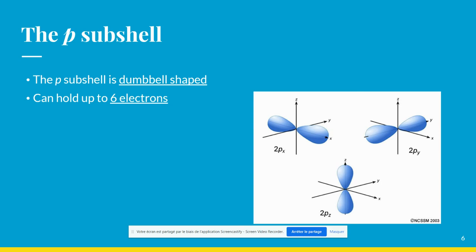Now we have the P subshell. I'm not going to expect you to be able to draw it exactly like I have here. What I expect you to know about the P subshell is that it is dumbbell shaped. There are 3 orbitals, hence why I've drawn it 3 different ways. And it can have up to 6 electrons, so 0, 1, 2, 3, 4, 5, or 6 electrons. It does not have to have all 6. It can have less, but it cannot have more than that.